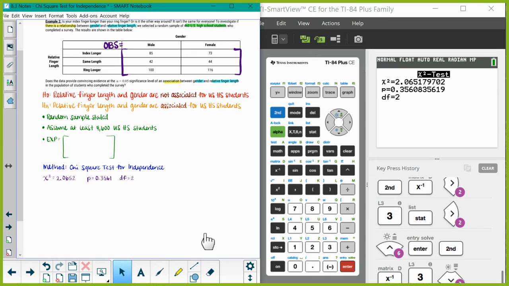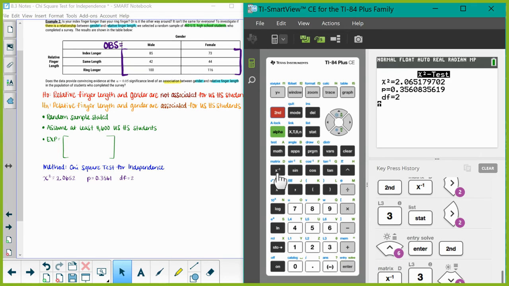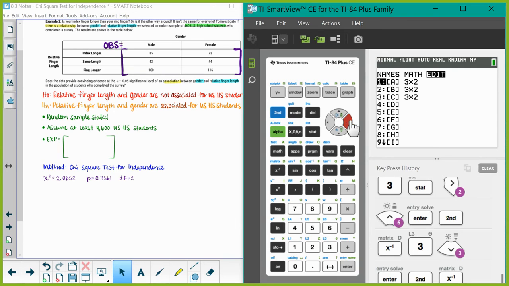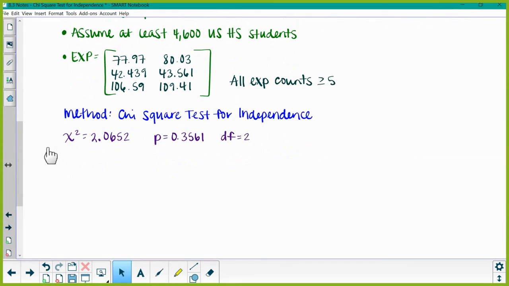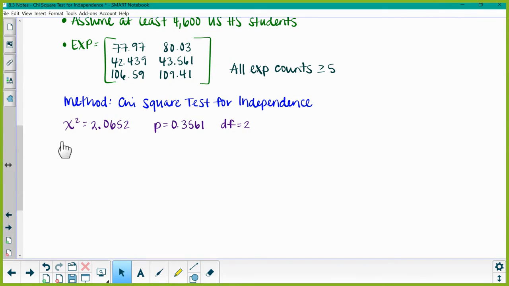Now I'm going to go in and get my expected values. So I'm going to go to second matrix, over to edit, and notice now my matrix B has the same dimensions as matrix C. And there are my expected values for my example 2. So I'm going to go ahead and go back to full screen, going to show my expected values, and all of them are greater than or equal to 5, so I do not have to write anything in my conclusion about this condition failing.